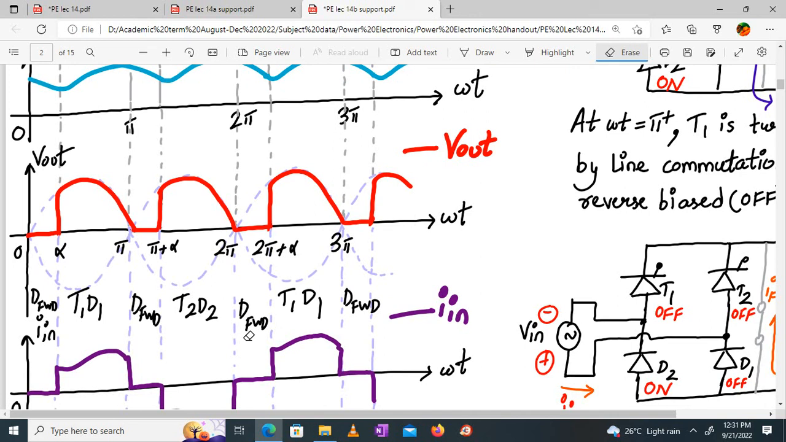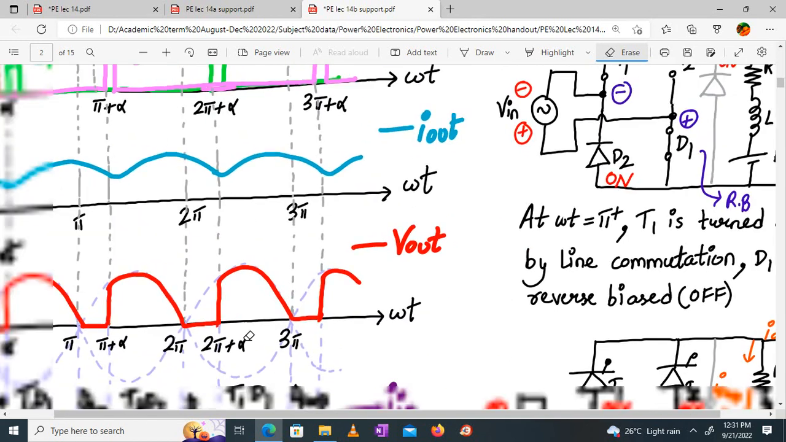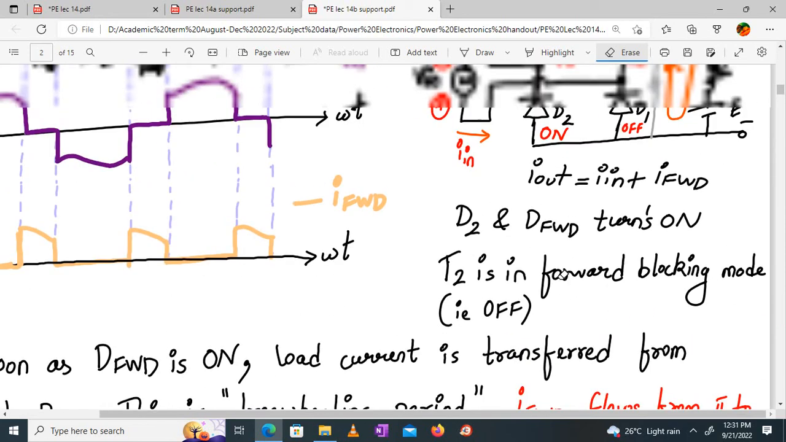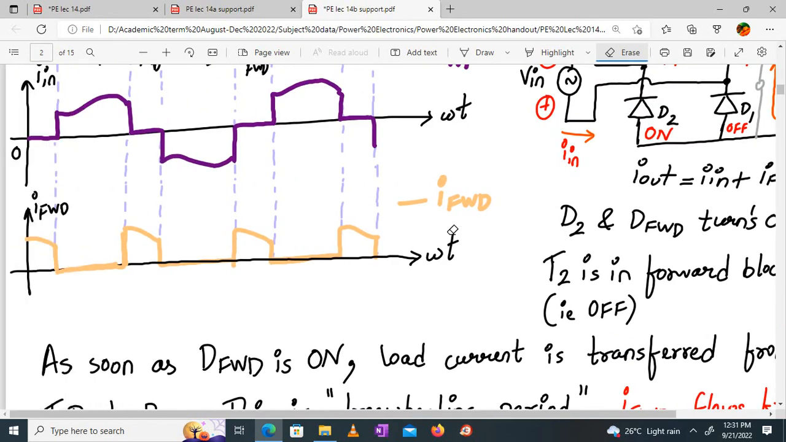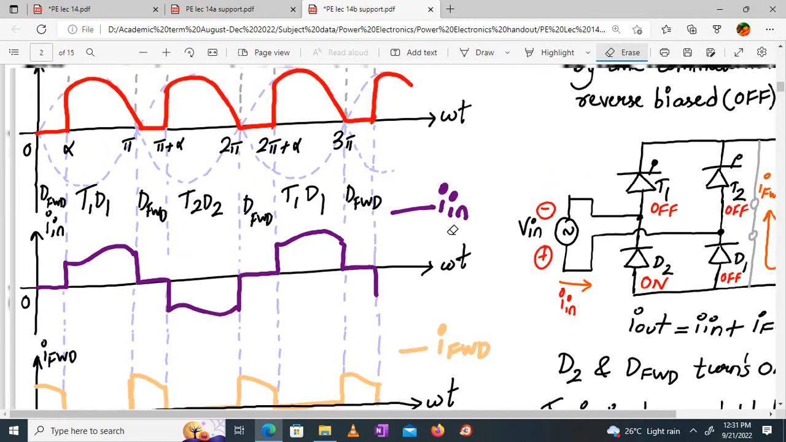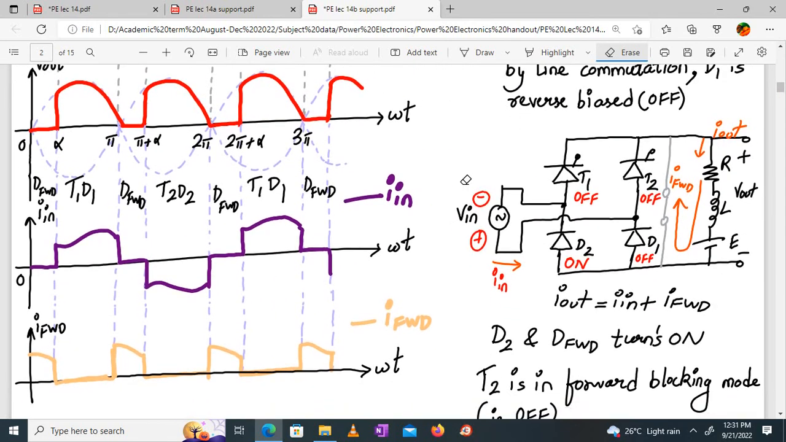Did you understand? What's the difference over here? Whenever the freewheeling diode is on, some current also flows through it. Because of that, the current equation which you have written, what is that equation? I out is I N plus I FW. Okay? Do you have any questions?